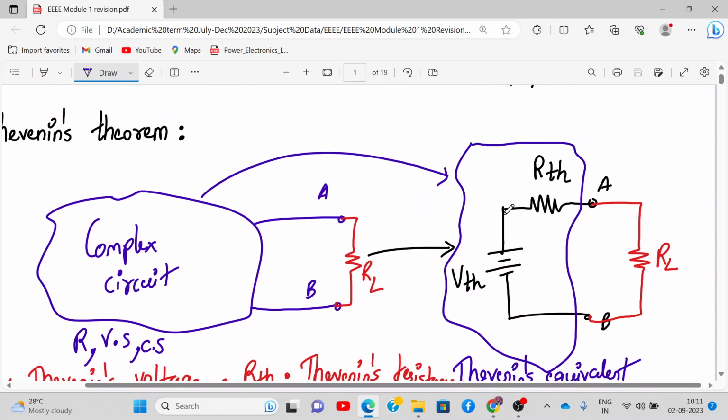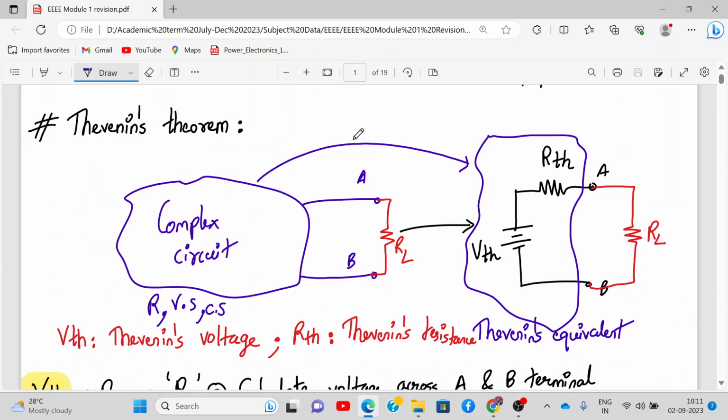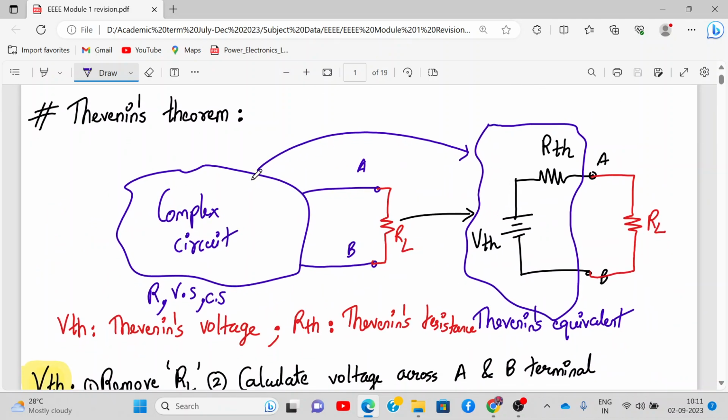Yeah, so again I revise what we have discussed so far. In Thevenin's theorem, let's say we have a complex circuit, and at the output we have terminals A and B where we have connected a load resistor. Now this complex circuit can be replaced by a single voltage source VTH, which is Thevenin's voltage, in series with a single resistance RTH, between points A and B, and then you can connect back your load resistor RL. So this is Thevenin's theorem.